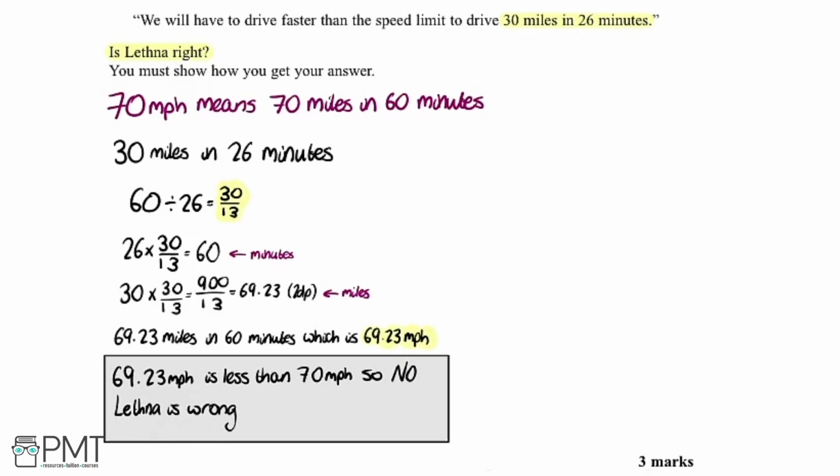If we look to see where we get the marks, we get 1 mark here for working out this multiplier. We get another mark here for using that to work out this number here, so 69.23 miles an hour. Then we get our final mark here for a conclusion, something along these lines.